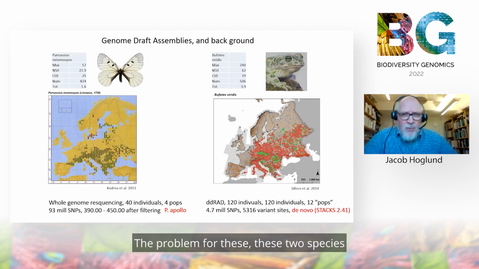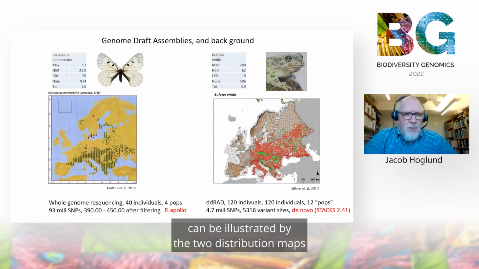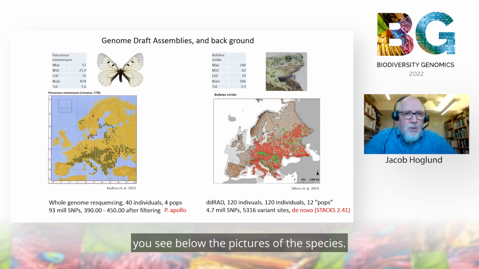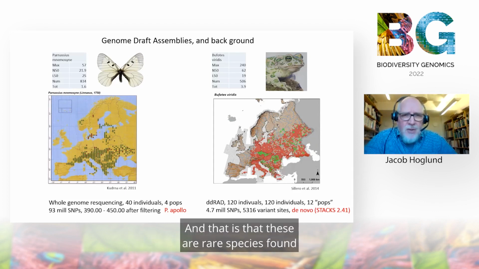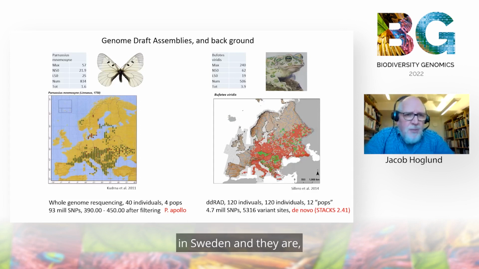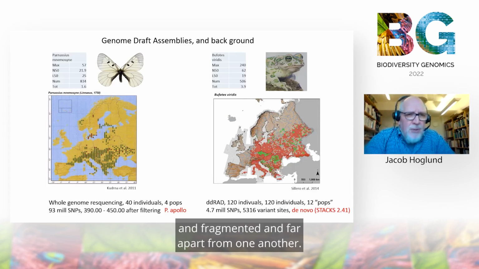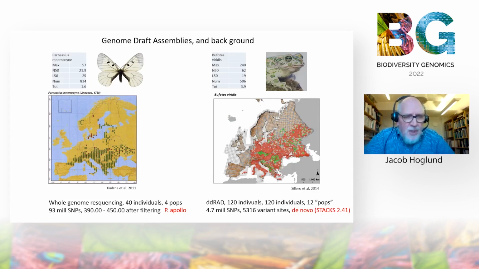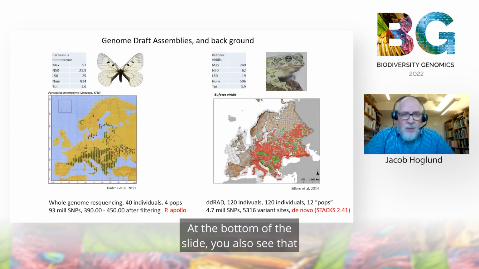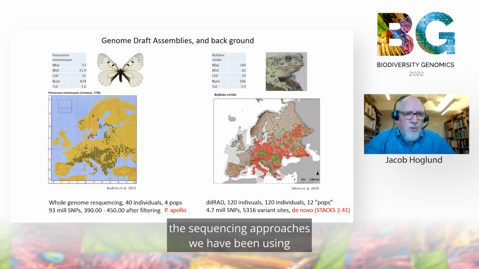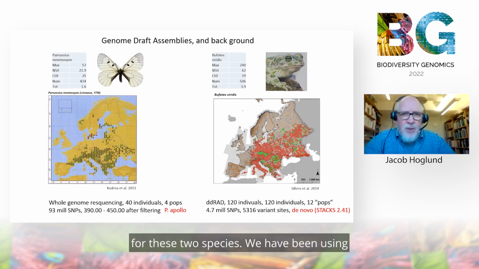The problem for these two species can be illustrated by the two distribution maps you see below the pictures of the species, and that is that these are rare species found in Sweden, and the populations are small and fragmented and far apart from one another. At the bottom of the slide, you also see the sequencing approaches we have been using for these two species.